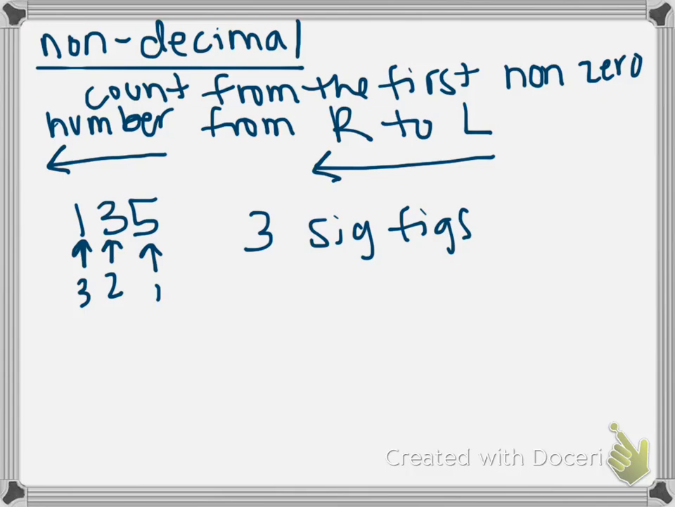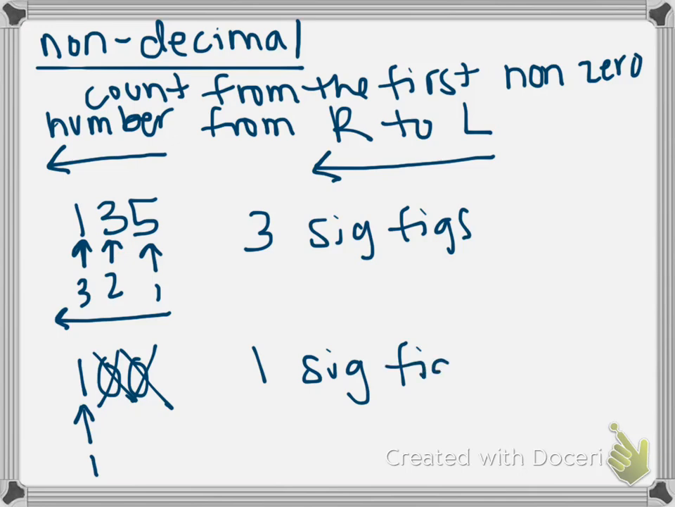Alright, now let's look at the number 100. Okay, it's a non-decimal number, so we count from right to left, but we start counting at the first non-zero number, so we don't count this one, we don't count this one. This is our first non-zero number, and it's just 1. Alright, so 100 has 1 significant figure. Oops. 1 sig fig. Okay, so I'm going to give you a few more examples.